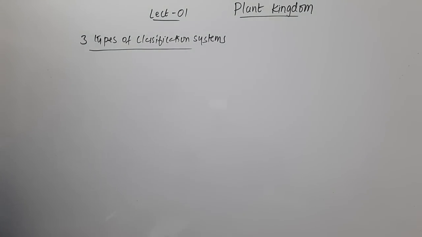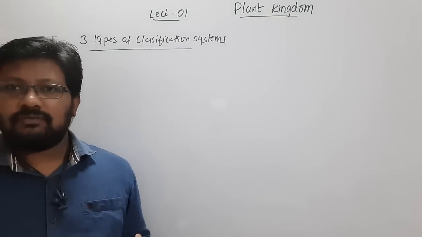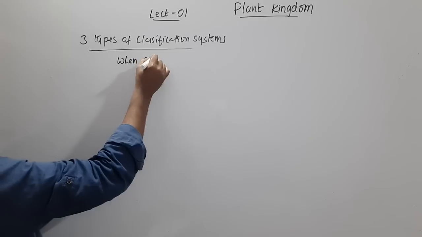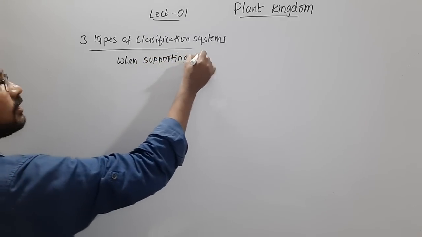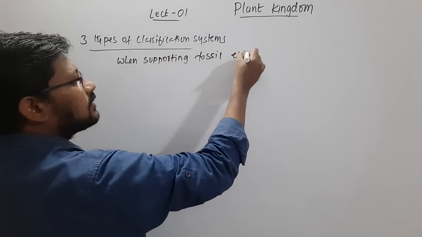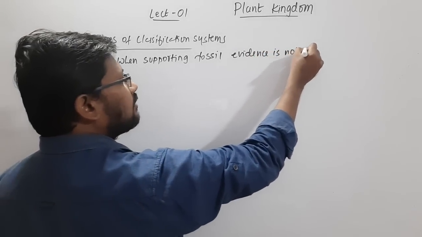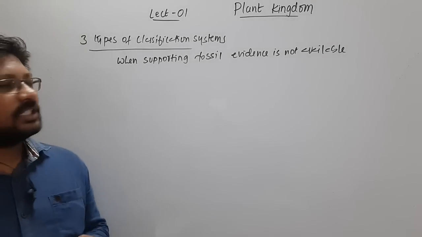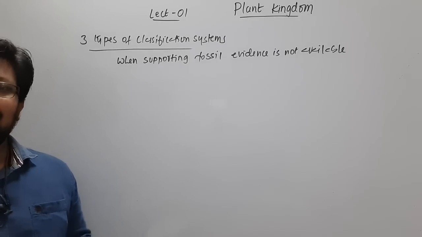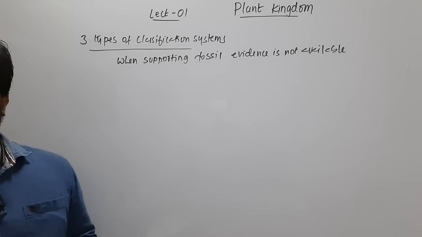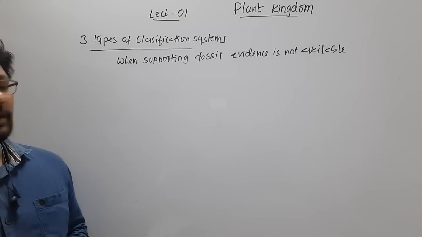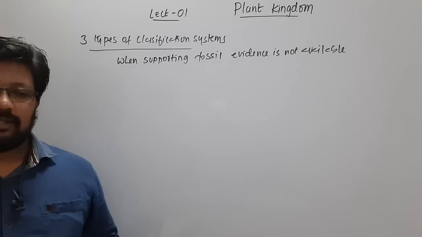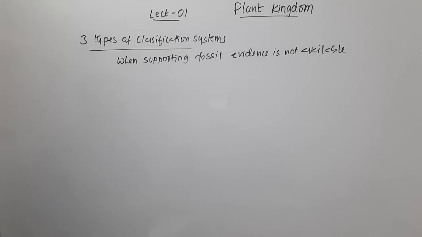So when supporting fossil evidence is not available, here the fossil evidence is a direct evidence, and we can easily come to know what its ancestry is. Now when such supporting fossil is not available, we need to rely on some other methods to classify the organisms.